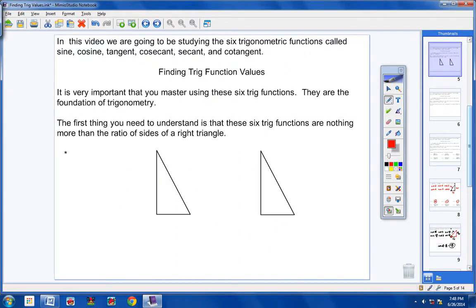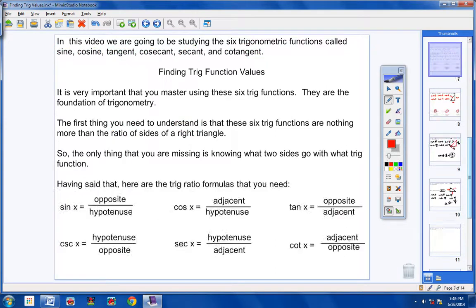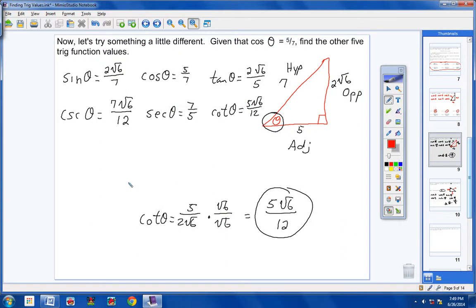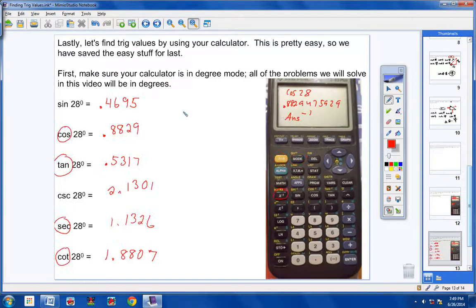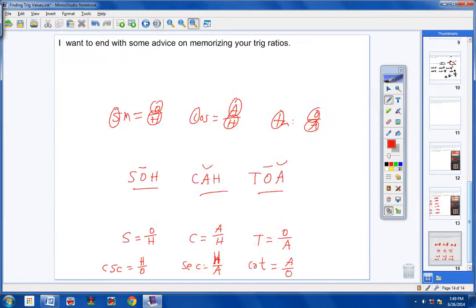Let's review. What we want to learn today is how to find the 6 trig functions when given a right triangle. And here's your ratios right here. You need to have those memorized and know those, okay? And then when you're given just one bit of information like this, cosine of theta equals 5/7, you should be able to draw the triangle, find the third missing side, and then find all 6 trig ratios. And then you should be able to find your 6 trig values of a given angle using a calculator. Okay? If you have any questions, don't hesitate to call or email.